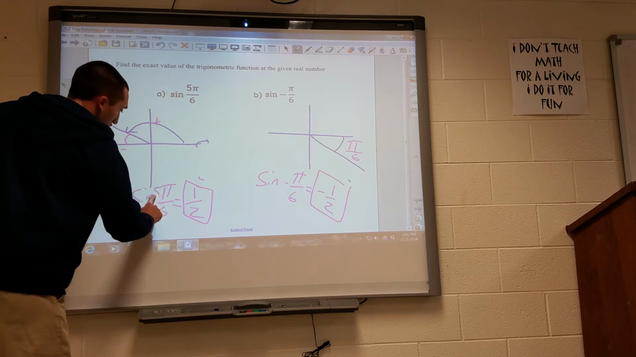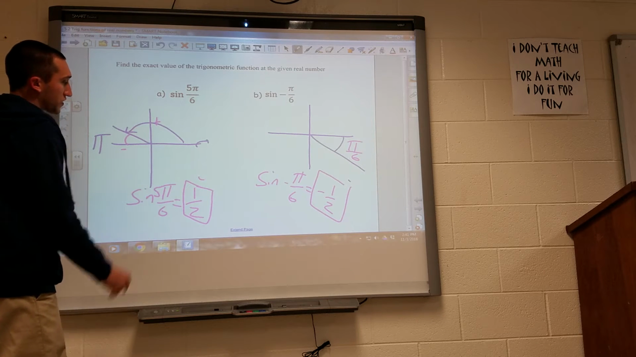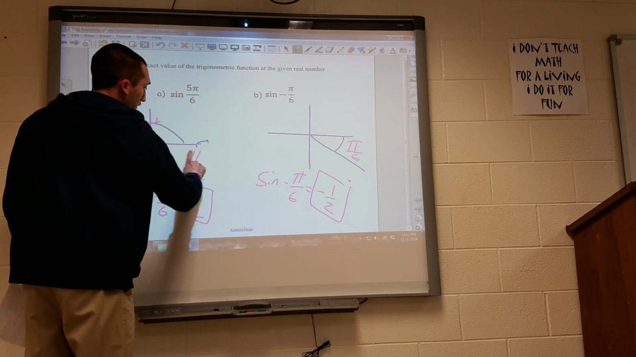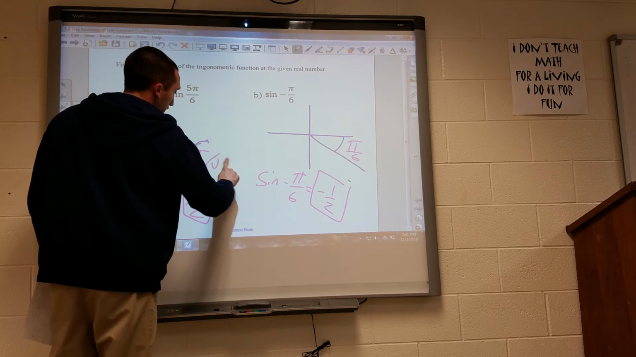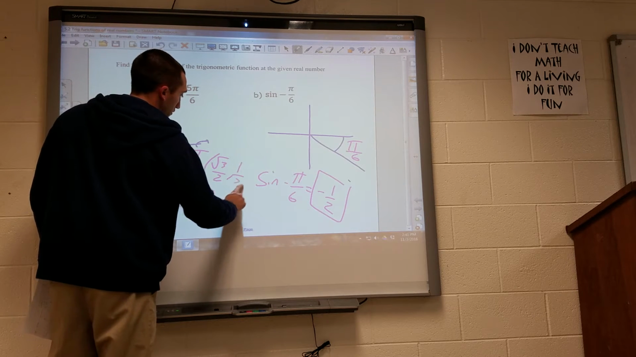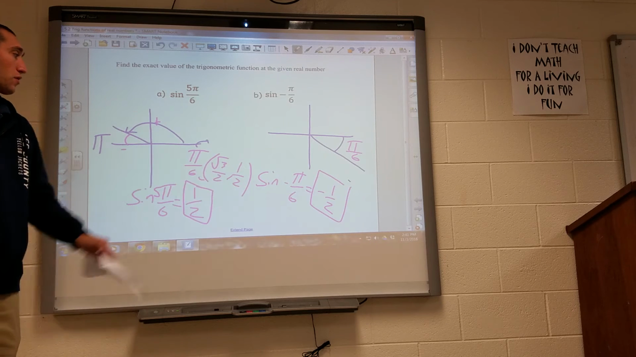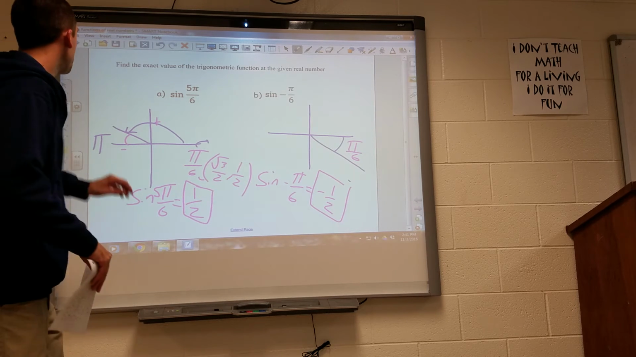And just to reemphasize, the earlier one was really sine of 5 pi over 6, but we use the reference angle pi over 6, and the sine corresponds to the y value of that.